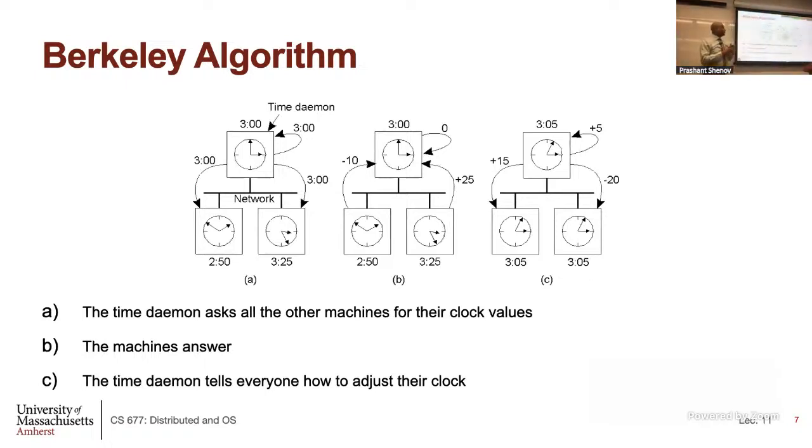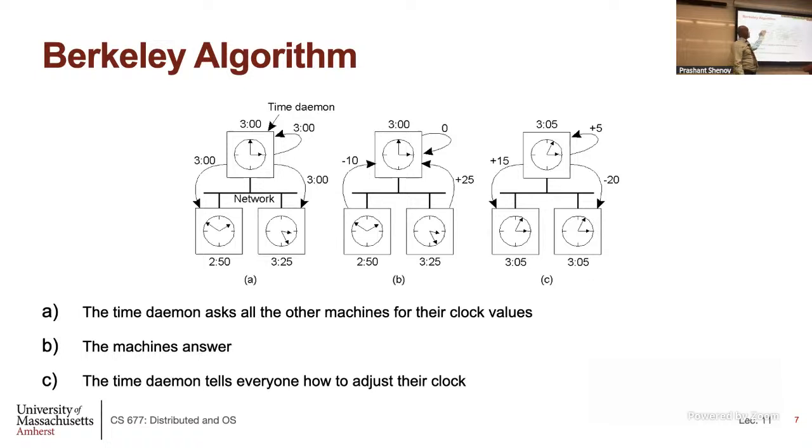There are 3 machines here: A, B, and C. The top one is the time master, and the other 2 are just participants, worker nodes. You will see that when you start, this one has a clock of 3 p.m. This one is 10 minutes behind, it's 2:50. That's 3:25. Every delta or 2 rho, it's going to run this algorithm. In this case, it's basically saying what time is it.